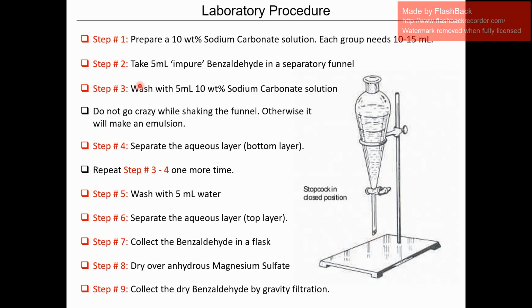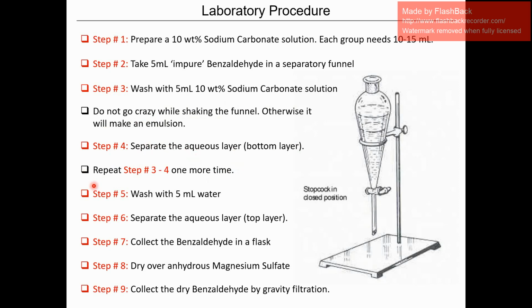And then you're going to wash first with 5 ml of sodium carbonate solution. You need to be careful not to shake it crazily. If not, you're going to make an emulsion, and if you make an emulsion, it gets super hard to separate. Then afterwards, you separate the aqueous layer, which is going to be the bottom layer. Then you repeat steps 3 and 4, so add another 5 ml of sodium carbonate, shake it a little bit, and then separate the aqueous layer that is on the bottom. You're going to do it one more time.